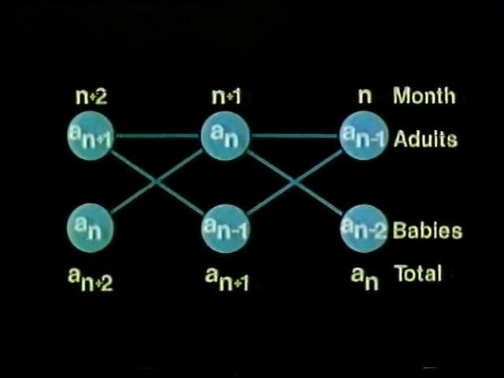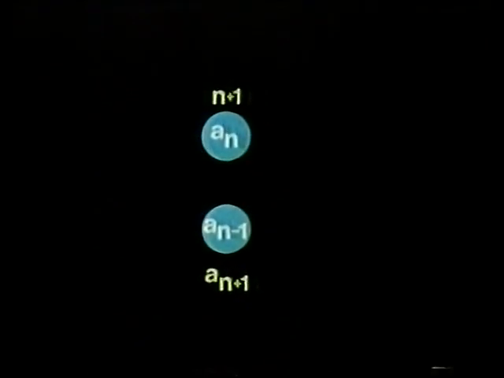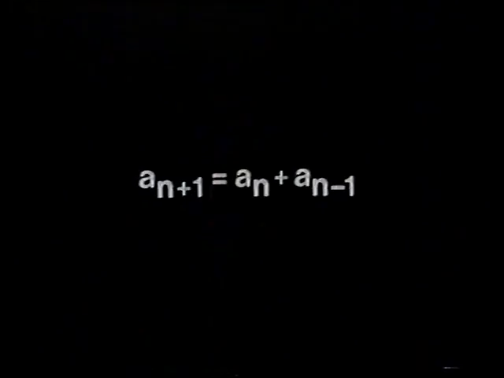Because what we see from this is that it actually gives us a formula for the total number of pairs in the n plus first month in terms of the total numbers in preceding months. a_{n+1} is equal to a_n plus a_{n-1}. This formula reduces the calculation of the number of pairs of rabbits month by month to simple addition.